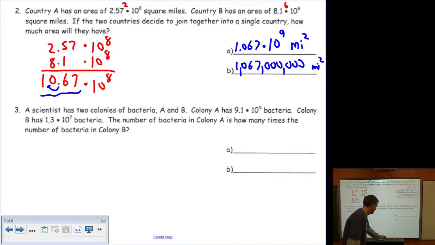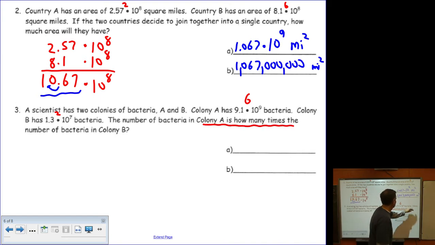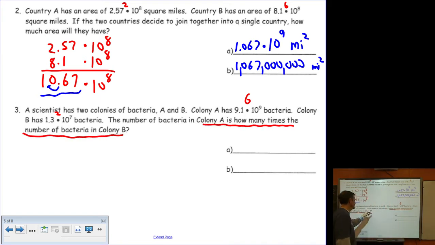All right. We come to number 3. A scientist has 2 colonies of bacteria, A and B. Colony A, which is bigger, has 6 bacteria, and colony B has 2 bacteria. The number of bacteria in colony A is how many times the number of bacteria in colony B? Well, if there's 2 here and 6 there, that is 3 times as much. All right, colony A has 3 times the amount of colony B.